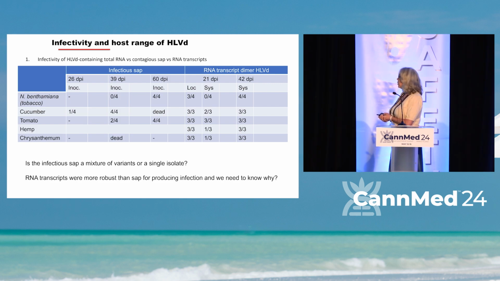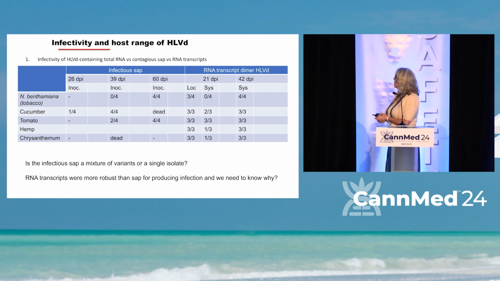We found it infects cucumber, it infects tomato, and it causes some pretty severe death of chrysanthemum. So if you are a vegetable gardener as well as a grower, you may want to be aware of your vegetables as being a reservoir, or your chrysanthemum plants in your flower garden as being a reservoir for disease.